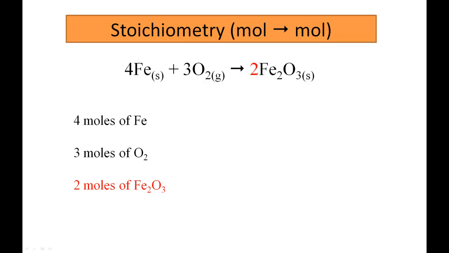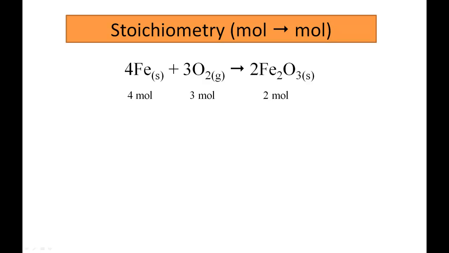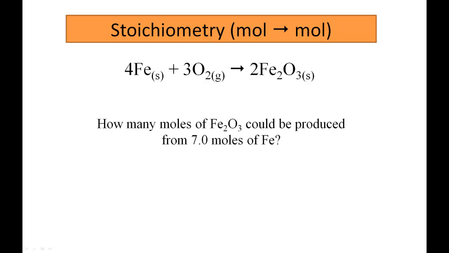So let's go through and check out what this really looks like. You'll see that we have 4 moles of iron, 3 moles of oxygen, and 2 moles of Fe2O3. That's a ratio, which means if I tripled the amount of iron in moles, if I had 12 moles of iron, I would have 9 moles of oxygen that react with that 12 moles of iron, and I would produce 6 moles of Fe2O3. Notice the ratio stays the same, and if one goes up, they all go up according to the stoichiometric ratio. So let's go through a couple of examples.